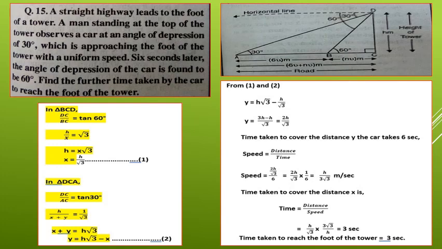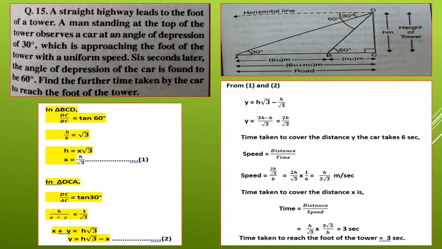Now we go for the calculation. Now in triangle BCD, DC by BC is equal to tan 60 degree. Opposite by adjacent. Opposite is H, DC is H and BC is X. So H by X is equal to root 3. Therefore H is equal to X root 3, or X is equal to H by root 3. That is equation number 1.